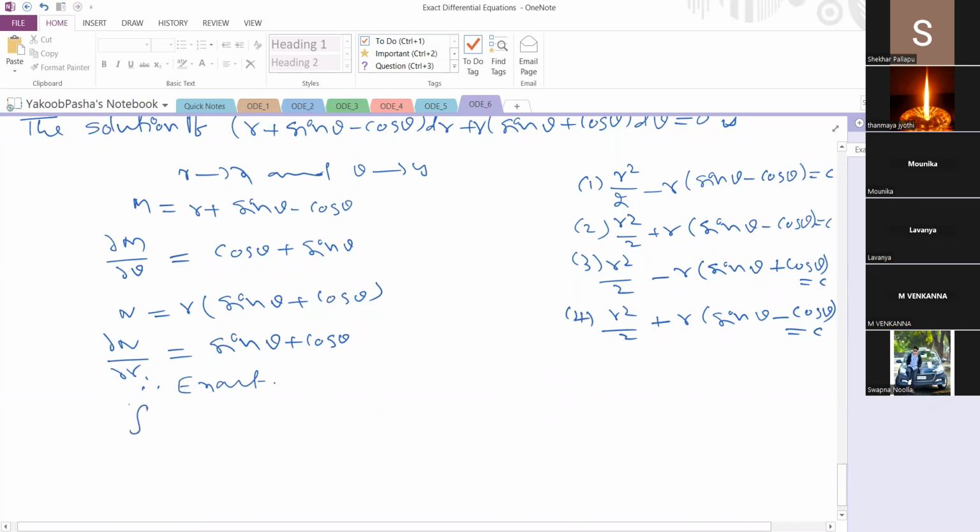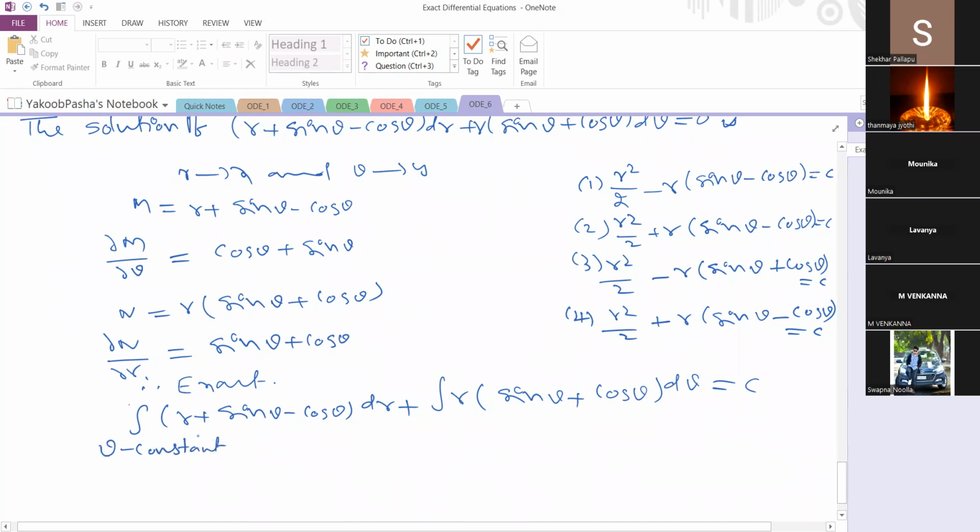So integral of (r + sin θ − cos θ) dr plus integral of r (sin θ + cos θ) dθ is equal to arbitrary constant c. Here at dx we have to take y constant. So here y means theta. Here theta constant. Here we have to integrate only theta terms. Only y means only theta.